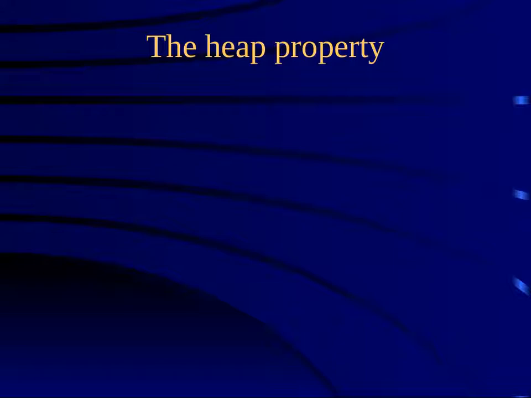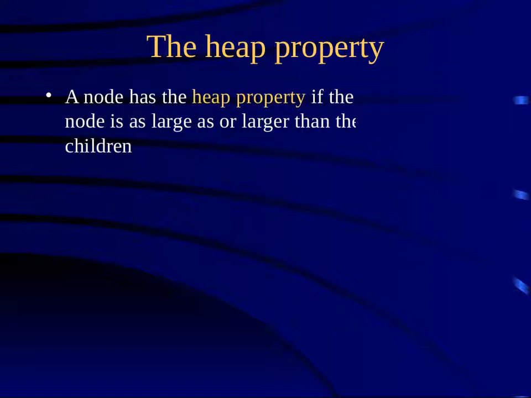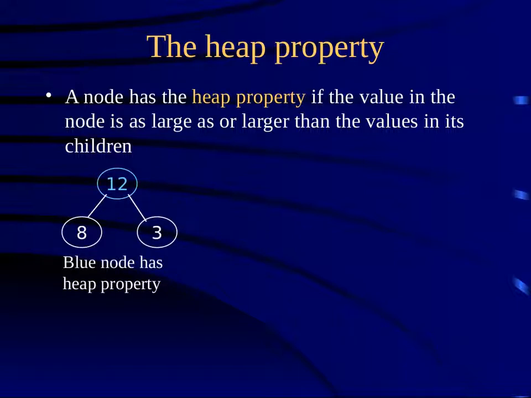So a heap has to be balanced, left justified, and everything has to satisfy the heap property. So a node has the heap property if the value in the node is as large or larger than the values of its children. Is that the same as a binary search tree? Not necessarily the same. That's right. So it's not that everything greater is to the left or to the right and everything less is to the left. It just has to be greater.